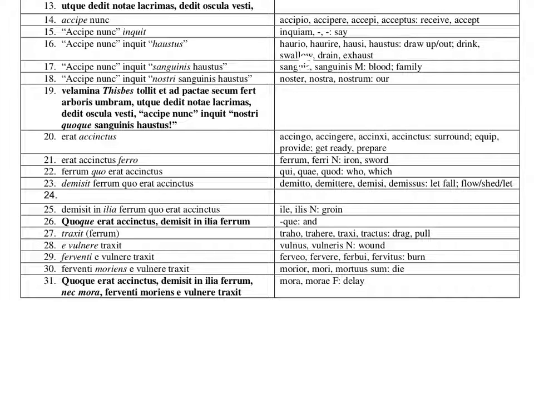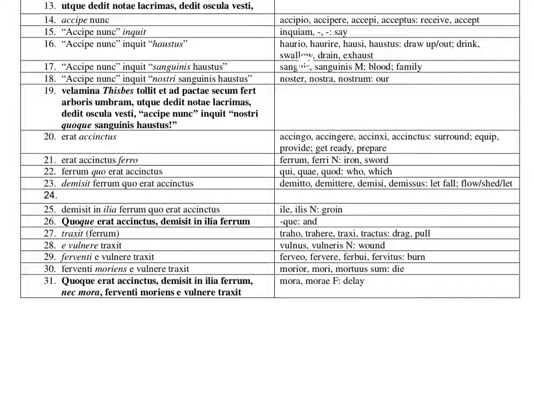I don't know why 24 is blank. I guess it's a bonus. All right, I'll do it. 25. Demisit in ilia ferrum quo erat accinctus. He had let fall in his groin the sword with which he had been equipped. Aw. Okay, demisit is not pluperfect. It's just perfect. Oh, it's just perfect. So it's like he sent down, I don't know, I feel like he dropped the sword into his groin, the sword with which he had been armed.